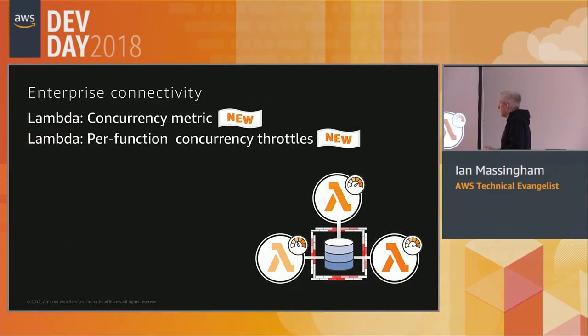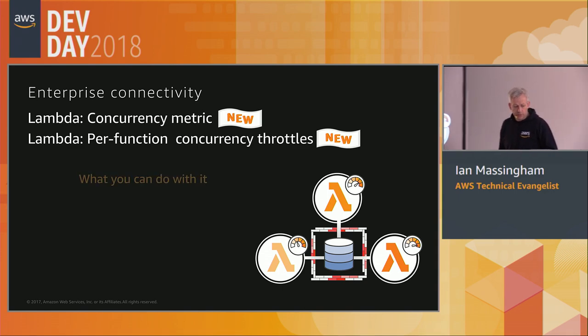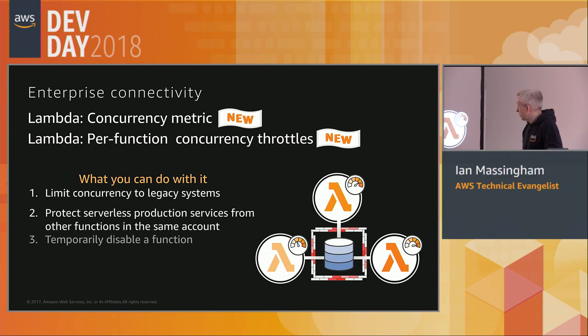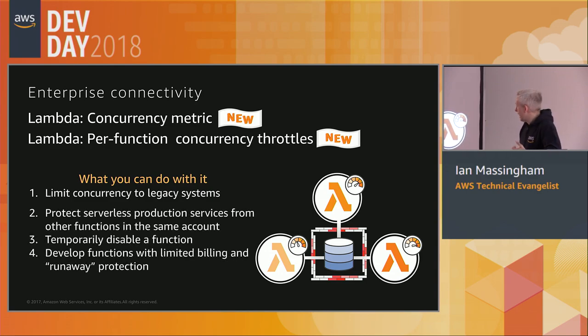So to help with that, we've done a few things. First of all is exposing concurrency metrics within CloudWatch logs. So you can see now within the CloudWatch console, with those graphical metrics, how many copies of each particular function are running concurrently. So you have visibility, first of all. Second thing is you can apply per function concurrency throttles. So quickly modify the configuration of a specific function to set an enforced concurrency limit for that particular function. So this allows me to solve a few of those problems.